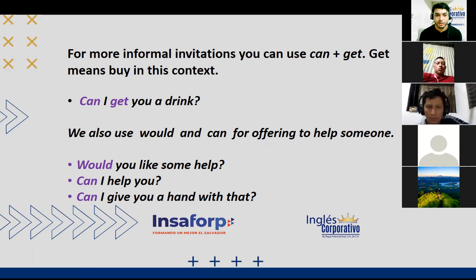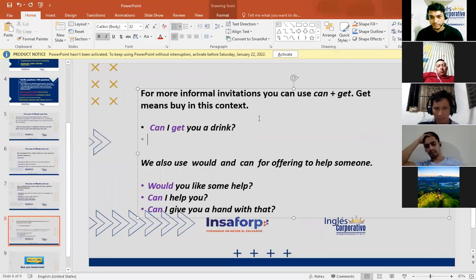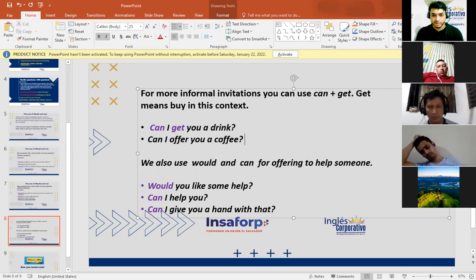So do you have any questions with the auxiliary can? What will be the main difference between can and will? The formality, yes. Can is more informal, when you feel more confident with the other person. And also, we can make some more examples with can. We can say, can I offer you a coffee? And we use can.